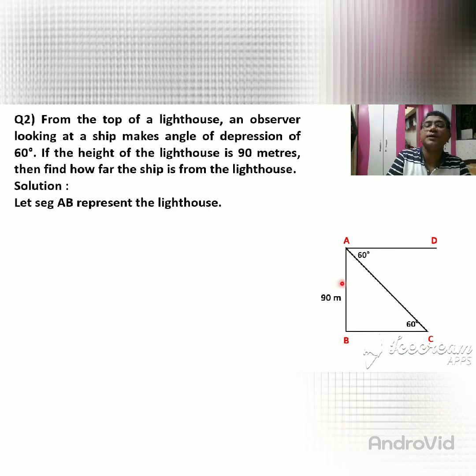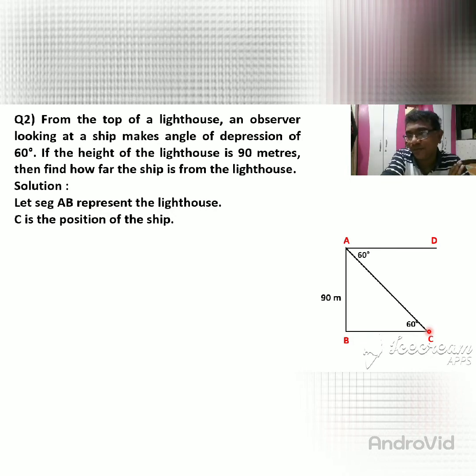So the height of AB is 90 meters. So here I write 90 meter. Then C is the position where the ship is. So see, this is C. At that position of C there is a ship.